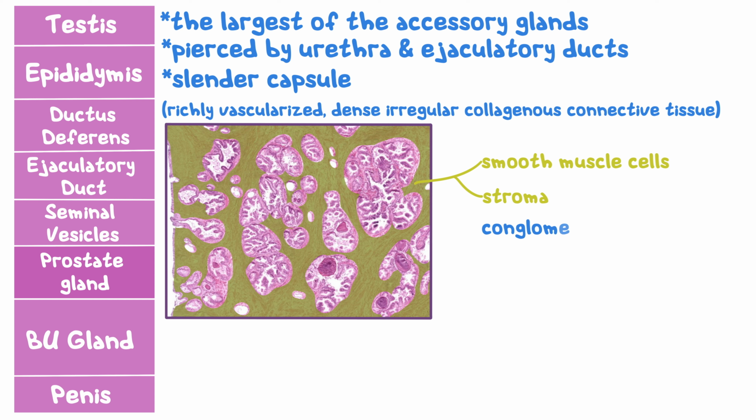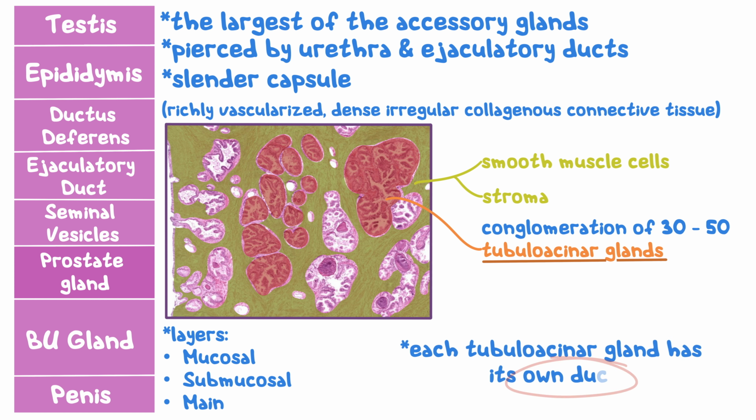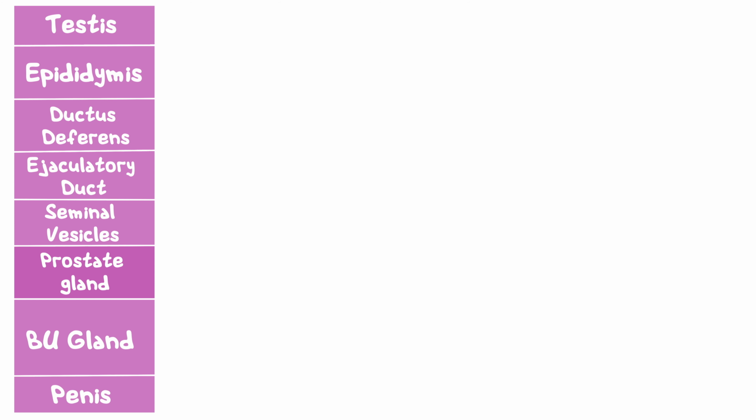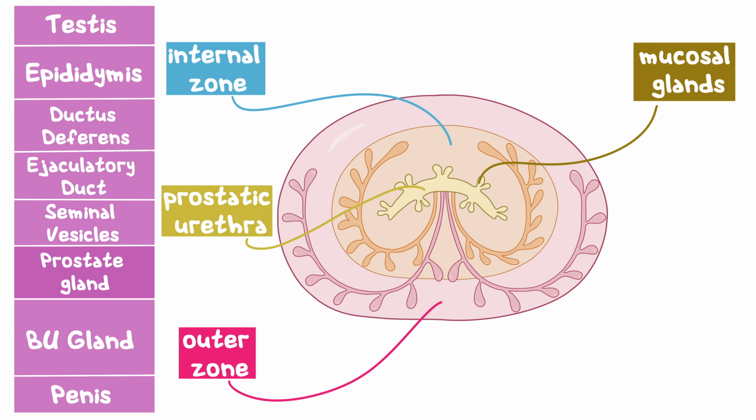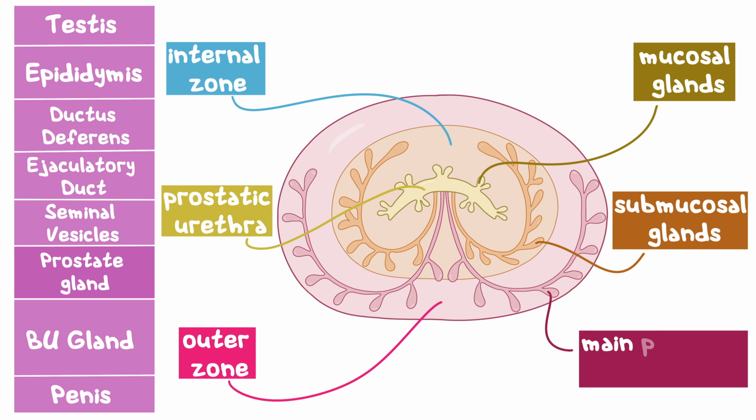The prostate gland, a conglomeration of 30 to 50 individual compound tubular acinar glands, is arranged in 3 discrete concentric layers: mucosal, submucosal, and main. Each tubular acinar gland has its own duct that delivers the secretory product into the prostatic urethra. The mucosal glands are closest to the urethra and thus are the shortest of the glands. The submucosal glands are peripheral to the mucosal glands and are consequently larger than the mucosal glands. The largest and most numerous of the glands are the peripheral-most main glands, which compose the bulk of the prostate.